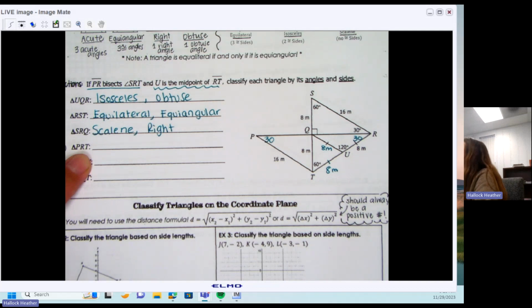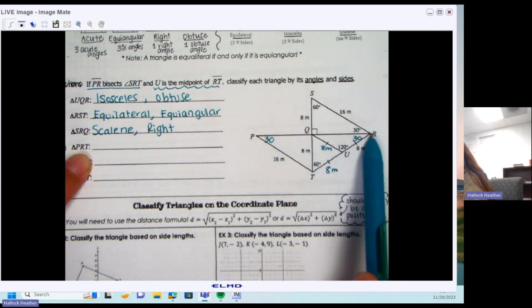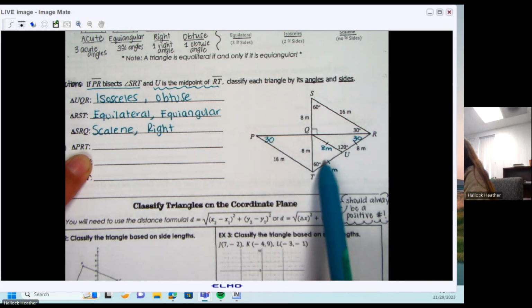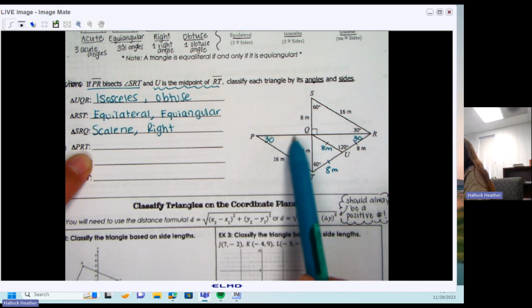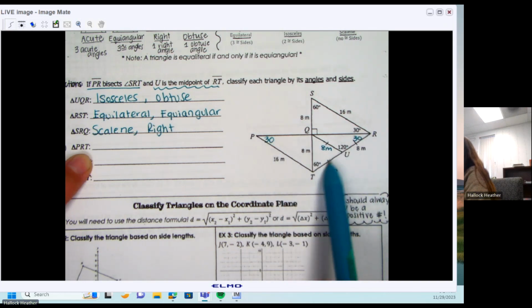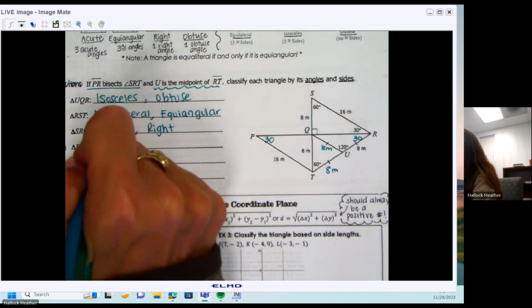Next triangle is PRT. So take a second, find P, find R, and find T. PRT is this bottom triangle. It's like the whole bottom half of the picture. What kind of triangle do we think this is based on its side lengths? Not scalene, isosceles.